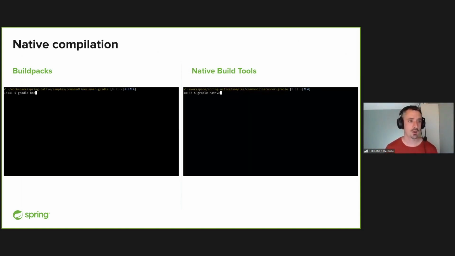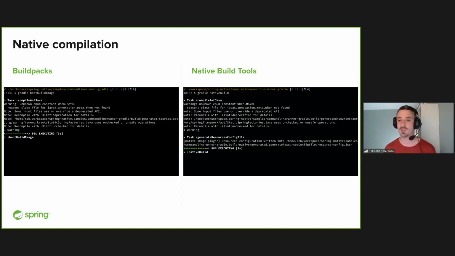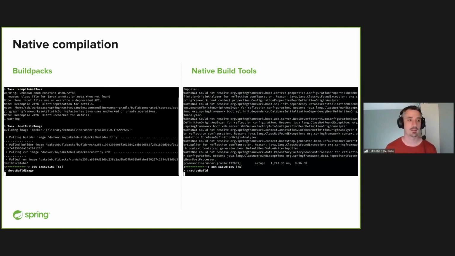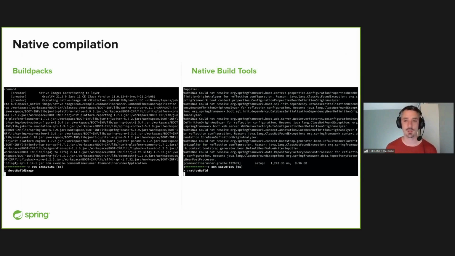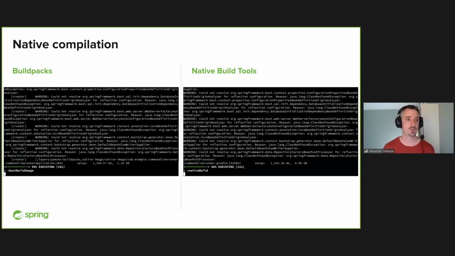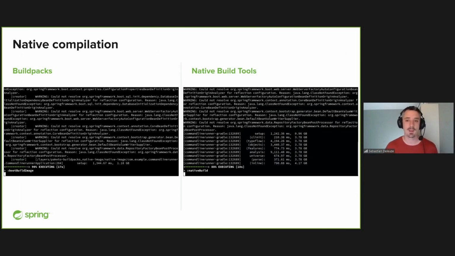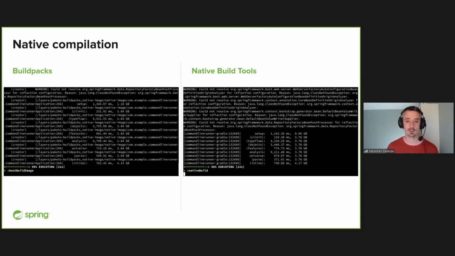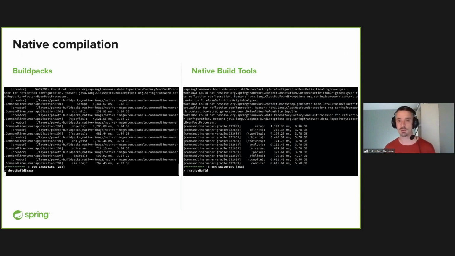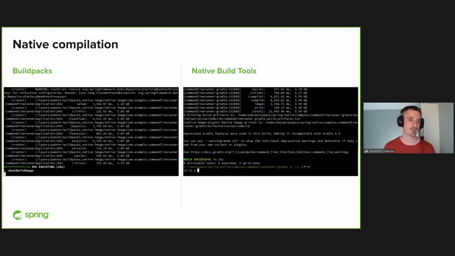Now let's see concretely how to use that. With Gradle, for example, you type gradle bootBuildImage for buildpacks, or gradle nativeBuild with native build tools. And this will build a native version of your Spring Boot application. If you have configured Spring Native correctly, that will work out of the box if you are using the supported dependencies. You can see that the native image compiler is run on both sides, but at the right, it's running directly on your OS, and at the left, it's running inside a container.